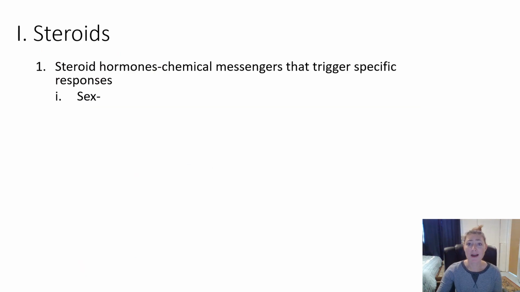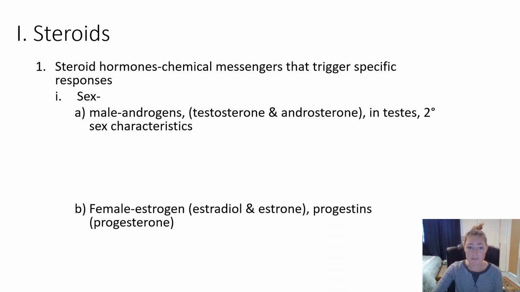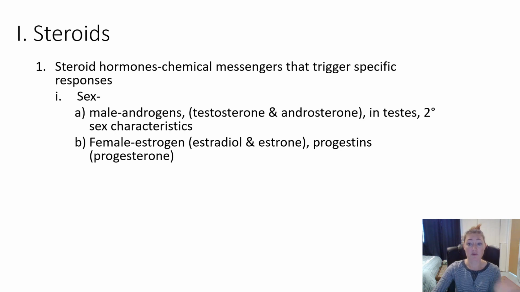All right, so the other class besides cholesterol of steroids that are important for us are going to be steroid hormones. And these are chemical messengers that are going to trigger a specific response in the body. The first type is considered sex hormones, or sex steroids. In males, we call those androgens, like testosterone or androsterone. These are made in the testes, and they're responsible for secondary sex characteristics. In females, we call those estrogen or progestin. So when we talk about estrogens, we're talking about estradiol and estrone. These are estrogens that are synthesized in the ovaries.